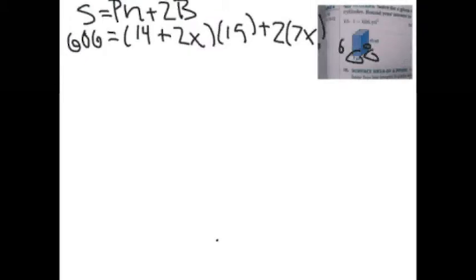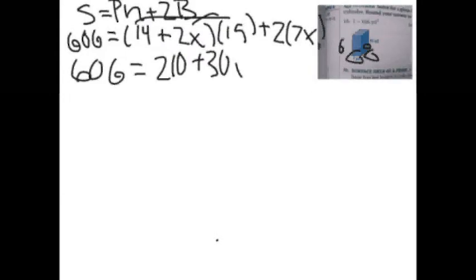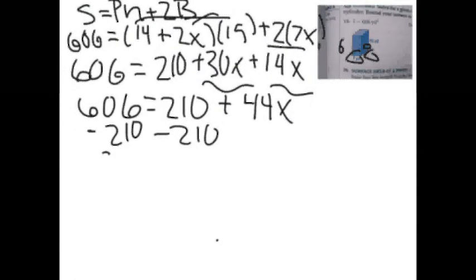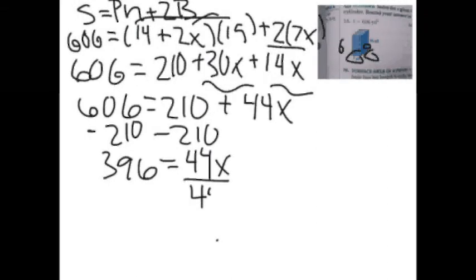because that's the area, and then 606 equals, you have to distribute the 15, so that's 210 plus 30x, and then plus 14x. You add like terms, so that's 606 equals 210 plus 44x. You subtract 210, and you get 396 equals 44x. You divide that by 44, and you get x equals 9 yards.